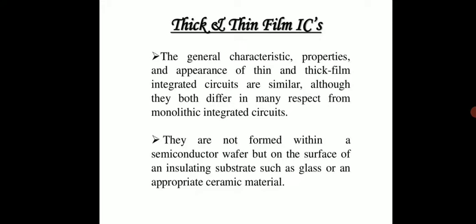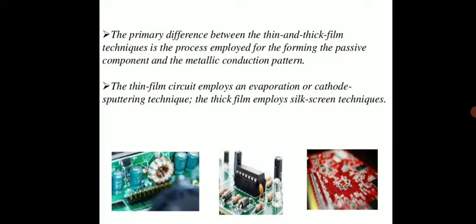Next, thick and thin film ICs. The general characteristic properties and appearance of thin and thick film integrated circuits are similar, although they both differ in many respects from monolithic integrated circuits. They are not formed within a semiconductor wafer but on the surface of an insulating substrate such as glass or an appropriate ceramic material. The primary difference between the thin and thick film techniques is the process employed for forming the passive components and the metallic conductor pattern.